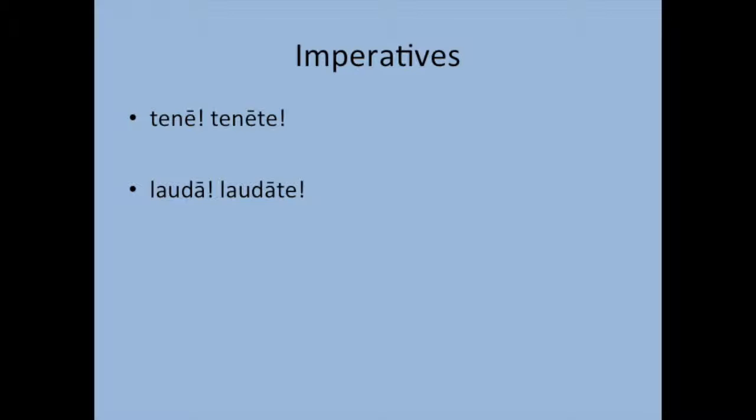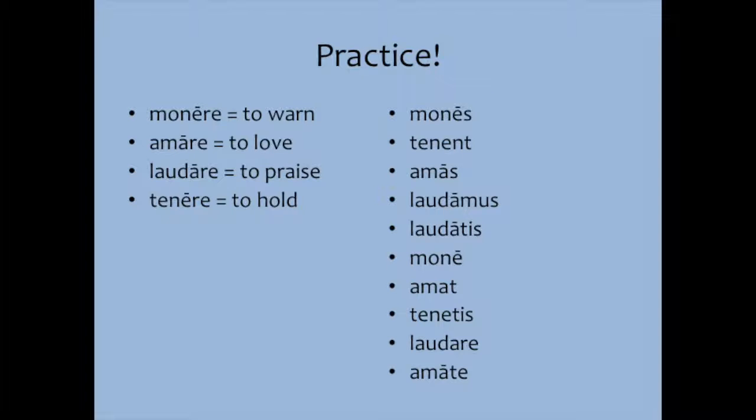So let's have some practice. At this point, I encourage you, after I give you the meanings of the verbs on the left-hand side, to pause the video and try to translate the forms that you see on the right-hand side. So the practice verbs are monere, second conjugation, to warn; amare, first conjugation, to love; laudare, first conjugation, to praise; and tenere, second conjugation, to hold. So pause the video now and see what you can do with the forms on the right-hand side.